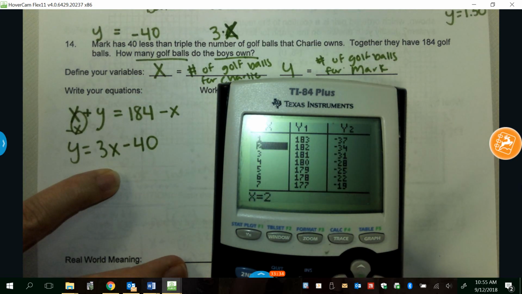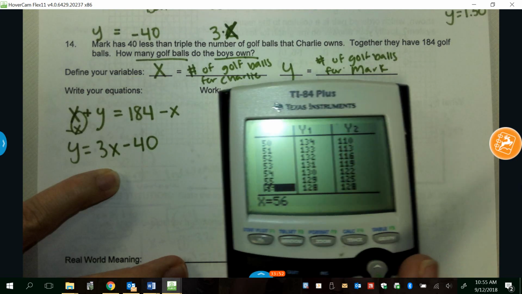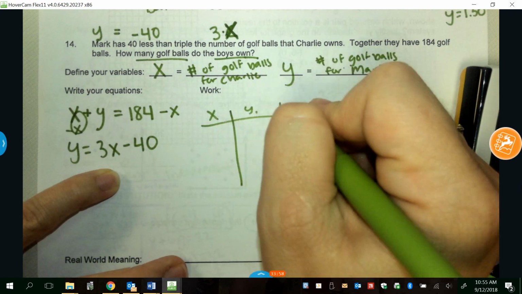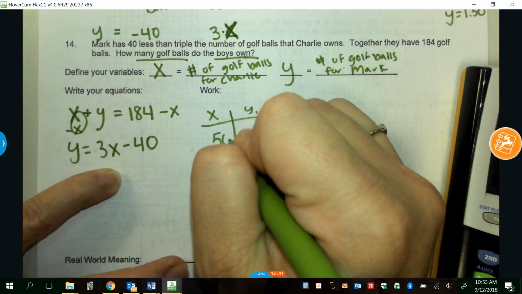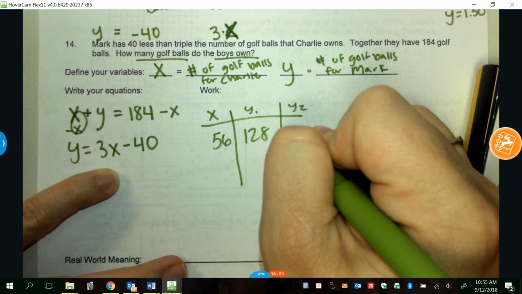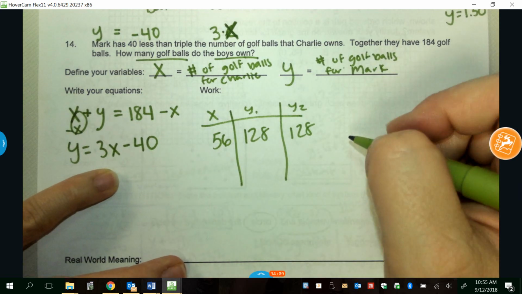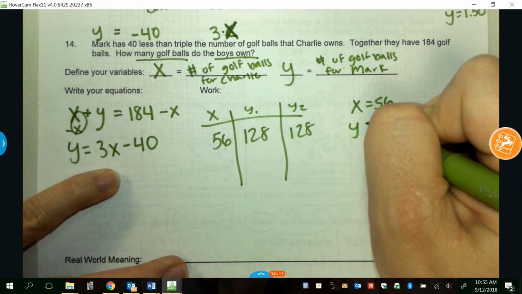So obviously they don't match here. Numbers are getting closer and closer. So here, 128. This is telling me that x is 56, because in my table this is what I see. I see that x is 56, y is 128, y2 is 128. This is the only spot they match. And what that means is x comma y is my answer. So my answer is x equals 56 and y equals 128.